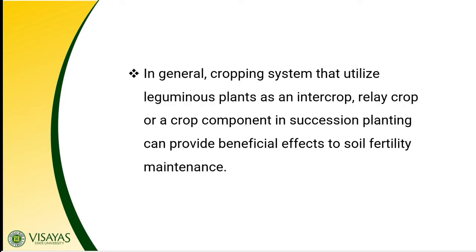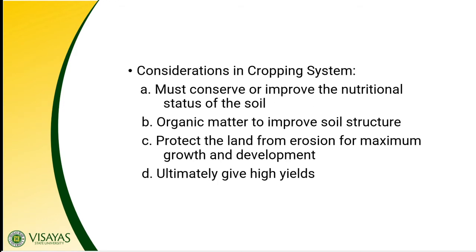In general, cropping systems that utilize leguminous plants as an intercrop or relay crop or a crop component in succession planting can provide beneficial effects to soil fertility maintenance. This is because we know that leguminous plants can fix atmospheric nitrogen, which is used to enhance the growth and development of crops. And there are several considerations in cropping system.